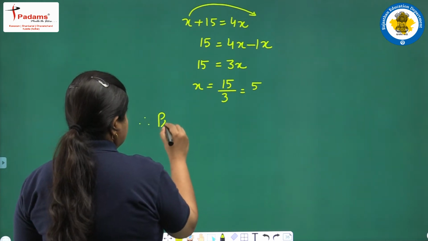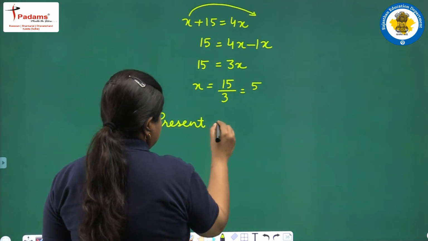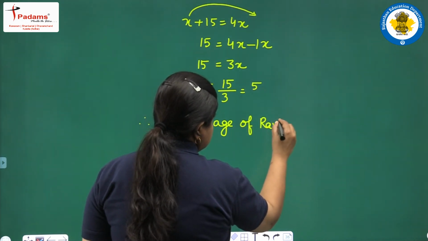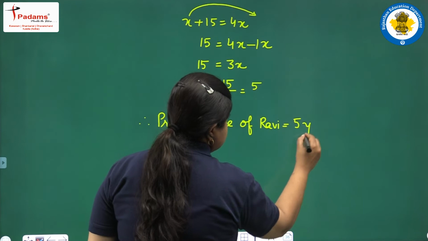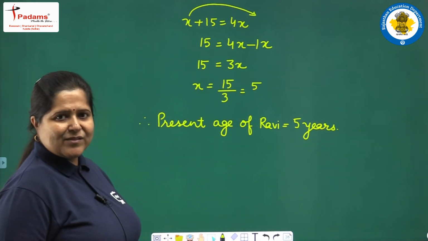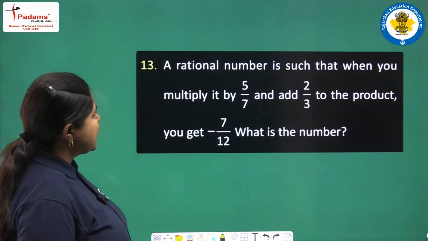Therefore, the present age of Ravi is 5 years. Is it okay? Next we move on to question number 13.